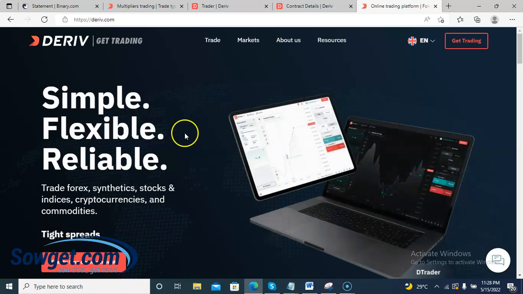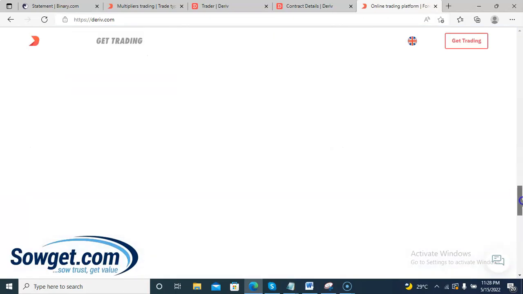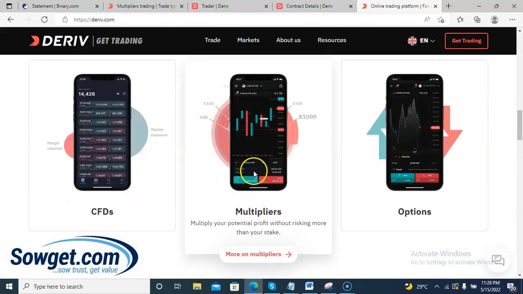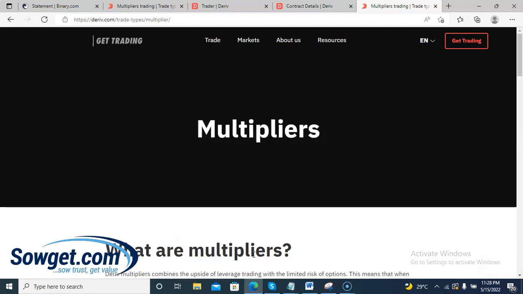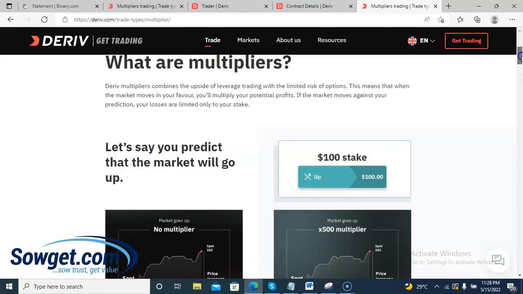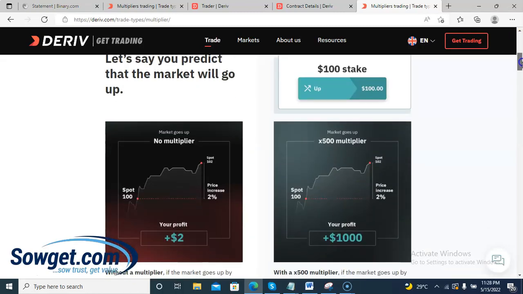If you come to the home page of Deriv, you just scroll down to this portion here, and you click on multipliers. All right, it says more multipliers. So you will see all the different market types that you can use multipliers on. Everything I explained about multipliers, you can find additional information here.